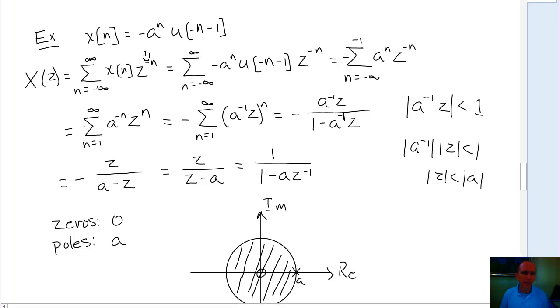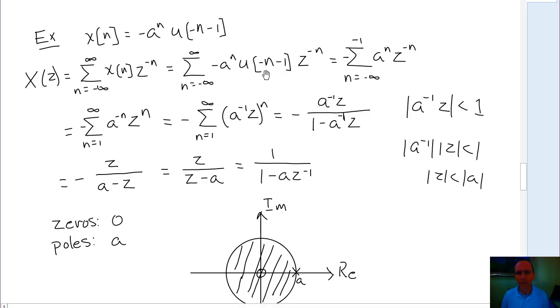So now this is a different sequence. We have minus a to the n, u of minus n minus 1. When we substitute that in our summation to get the z-transform, the negative value can come outside. We'll have a to the n z to the minus n. Now this u of minus n minus 1, we have to see where it's 1 and where it's 0. Make sure you can do this.